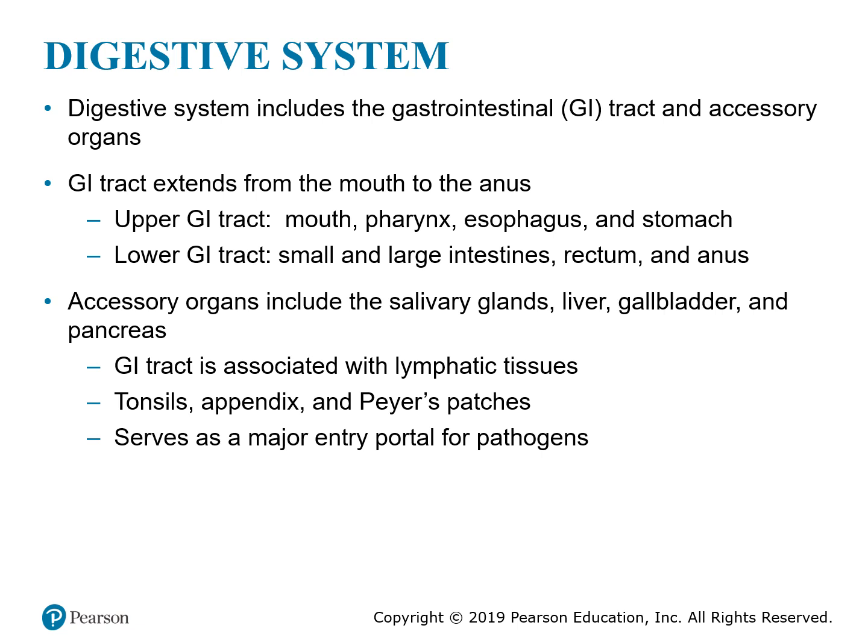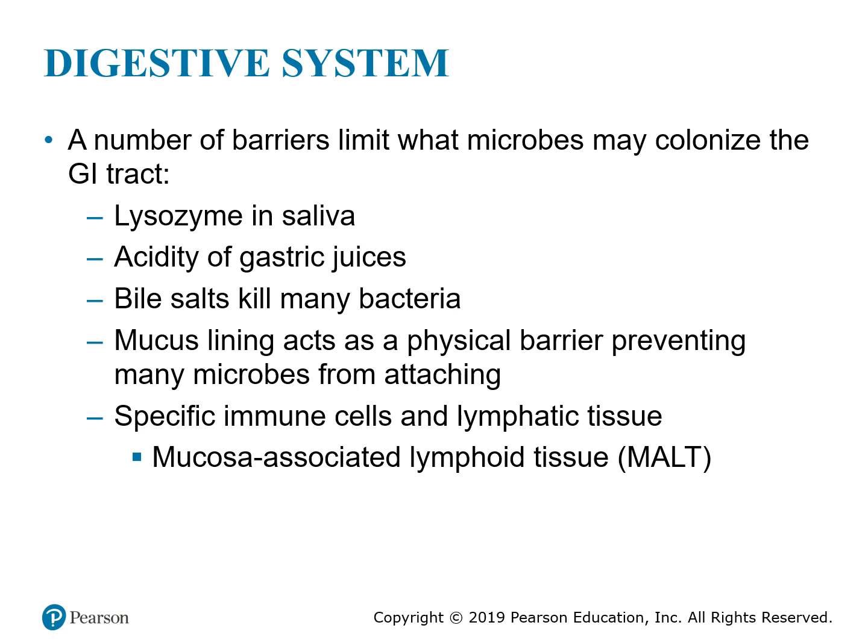So the GI tract is associated with lymphatic tissue, so the tonsils, appendix, Peyer's patch, and it serves as a major entry portal for many pathogens. There are a number of barriers that can limit what microbes can colonize within the GI tract. This would include lysozymes in the saliva, the acidity of your gastric juices, the bile salts, which can kill bacteria, and the mucosal lining, which acts as a barrier to prevent the microbes from actually attaching. And then you also have your immune cells and lymphatic tissue that help aid in combating any sort of infection.